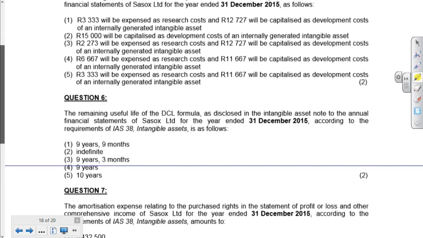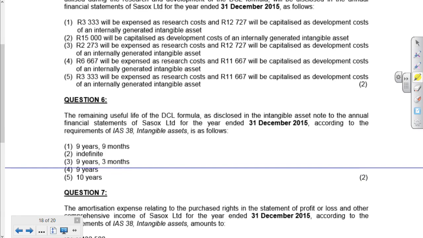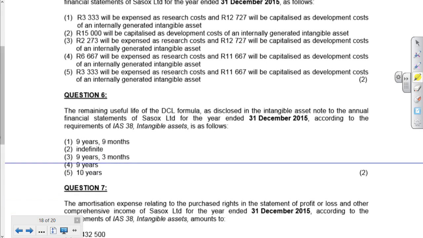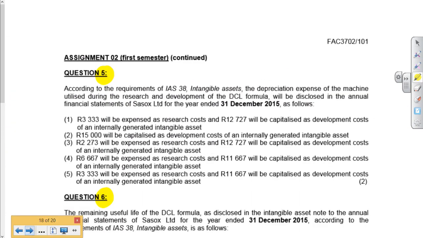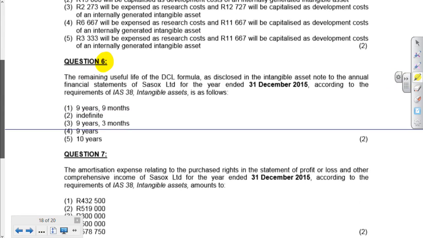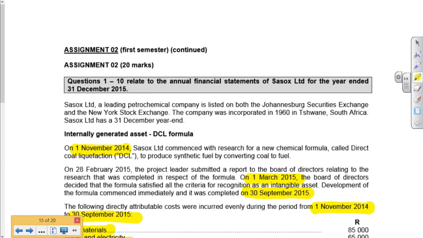Question 6. The remaining useful life. This one we did last time, hey? No, this one we didn't do. It was similar. Remaining useful life of the formula as disclosed in the notes at the year end December 17. The amortization expense. Okay, the rest we had done. Am I right? 7, 8, 9, 10? Okay, so we're doing questions 3 to 6, it looks like. 3, 4, 5, 6. Okay, let's have a bash at that.